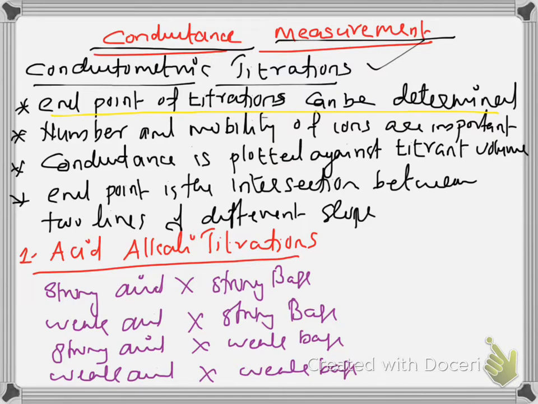Usually in a volumetric analysis we determine the endpoint of titration using suitable indicators. But here we do not intend to use any indicator for determining the endpoint. Instead, we are measuring the variation in the conductance on the addition of one reagent to the other. By studying the variation in the conductance, it is possible to determine the endpoint graphically.